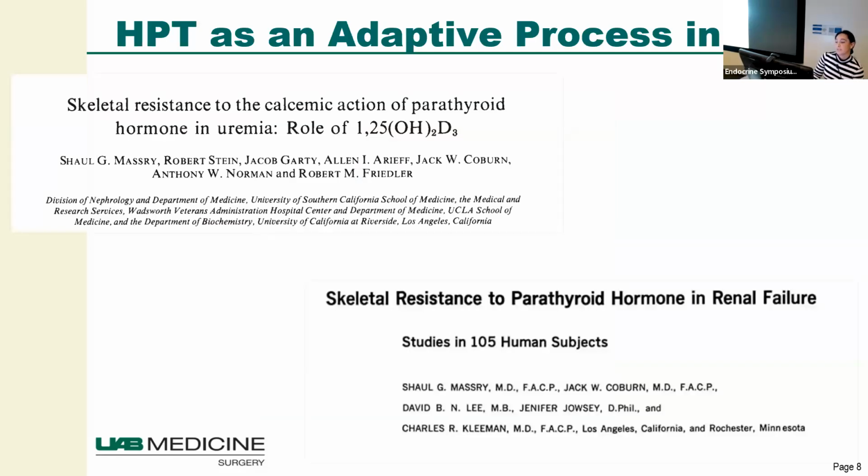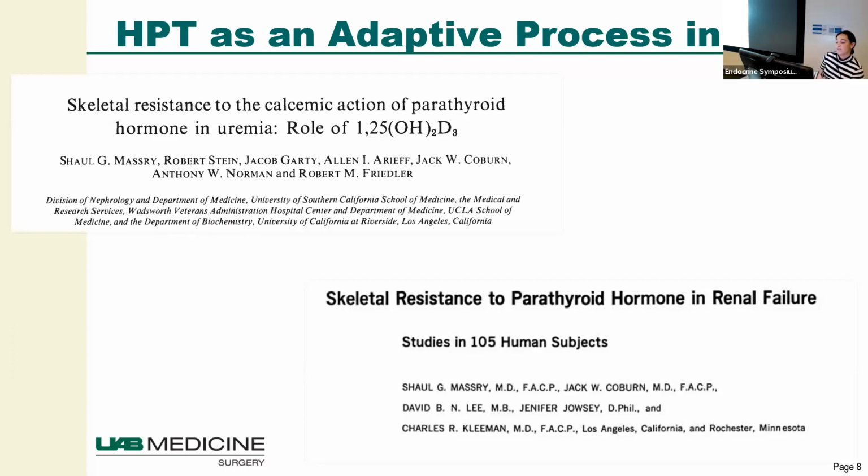So we know that the skeletal effects of uremia make the bones a little bit resistant to parathyroid hormone. And so these studies from the 1970s, the first study looking at uremic dogs and the role of vitamin D in the skeletal architecture, show that with lower vitamin D rates, the bones are a little bit resistant to parathyroid hormone and maintaining bone health.